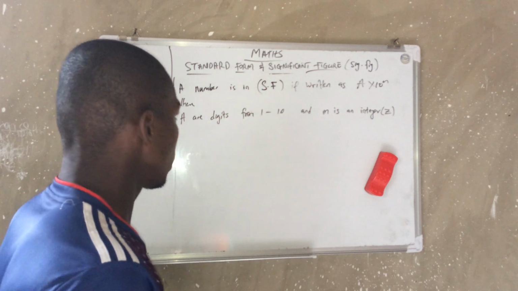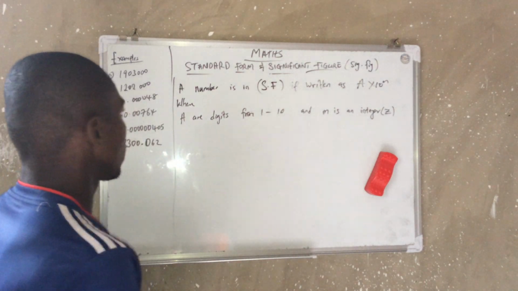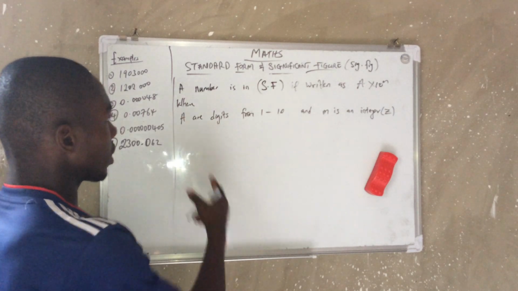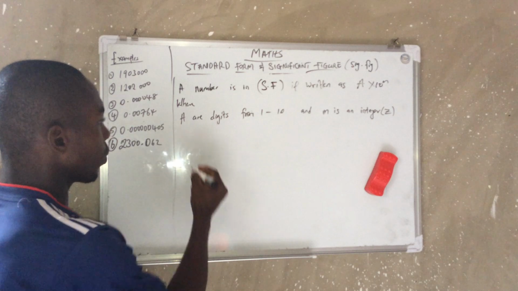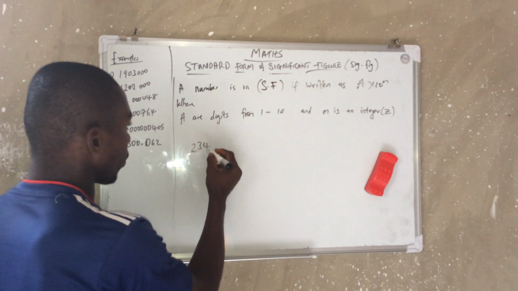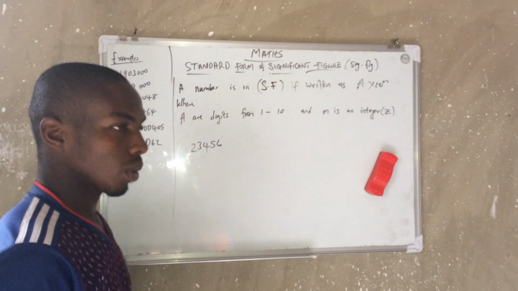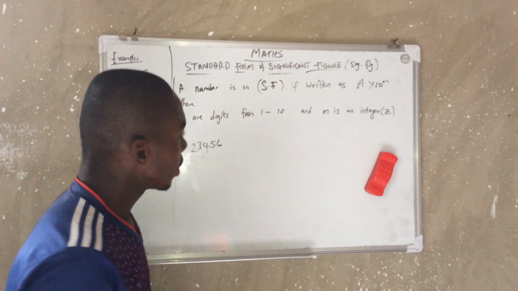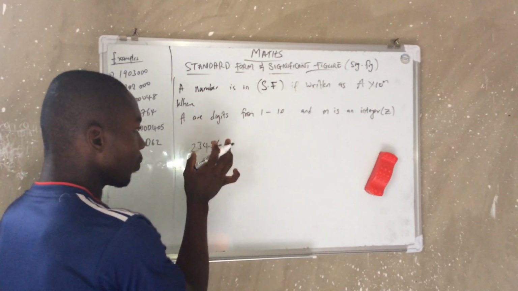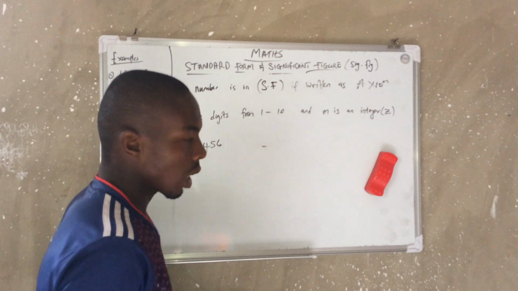Now, for instance, one might be asking, I said that A are digits from 1 to 10. What if they give us minus 23456 and say that we should put it in standard form? Actually, it is still the same thing. Now, looking for the standard form, you just have to put your negative sign out.